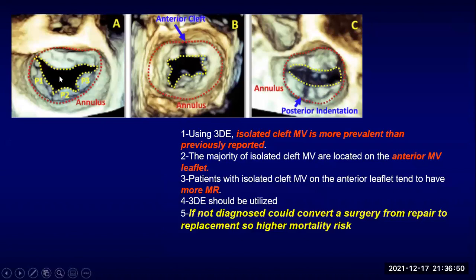And you can see several clefts in the images. So isolated cleft is more prevalent than we know, and it is with 3D echo we can have a better image of the clefts. We can see them better. The majority of isolated clefts are located on the anterior mitral valve leaflet. Patients with isolated cleft on the anterior mitral valve tend to have more mitral regurgitation.